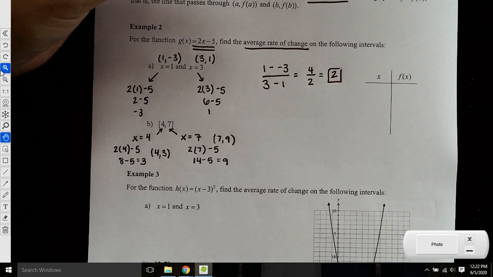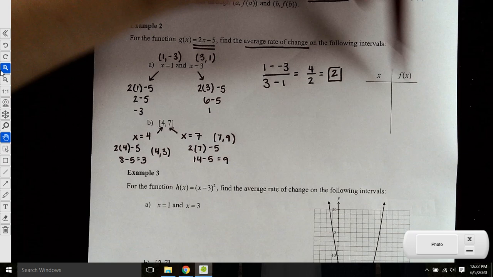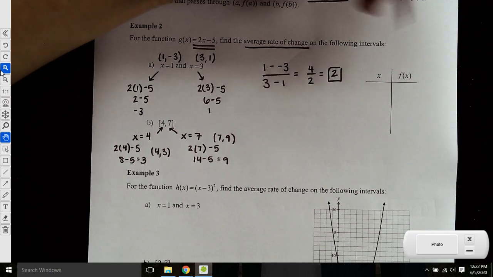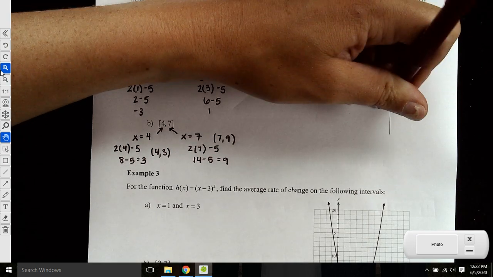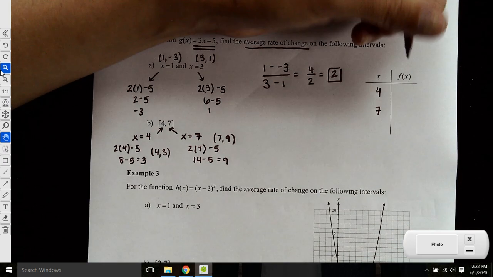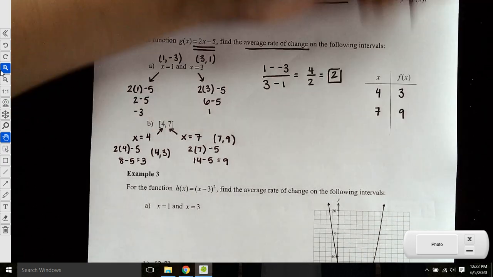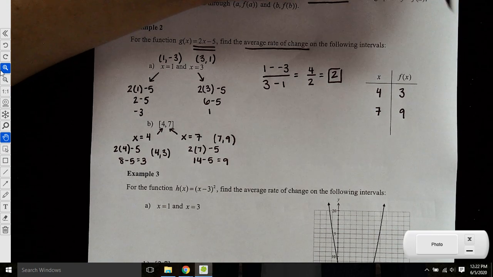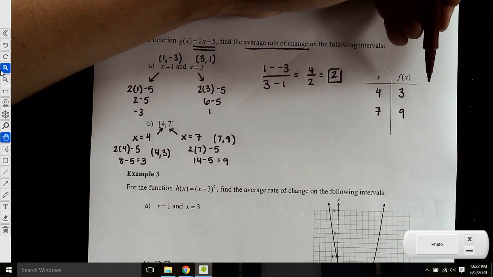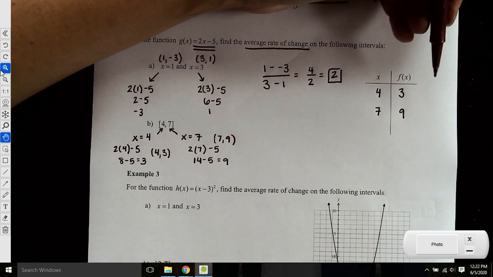Now over on the right here, you see a table. If you prefer to show that in a table, so you have 4 and then you have 7 as x's, and then you have 3 for the y that goes with 4 and 9 for the y that goes with 7, this is a visual that might be helpful to you to make a table given the x values.